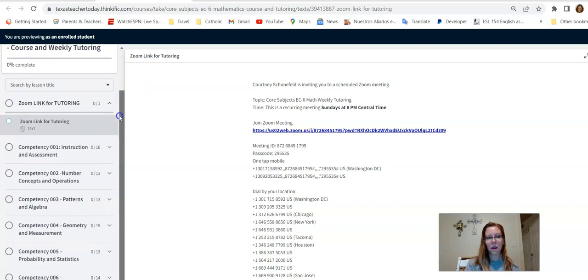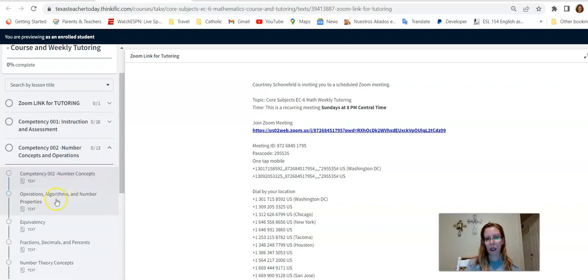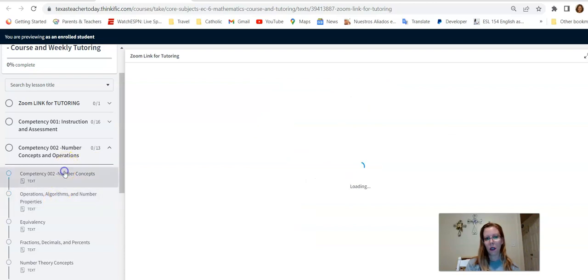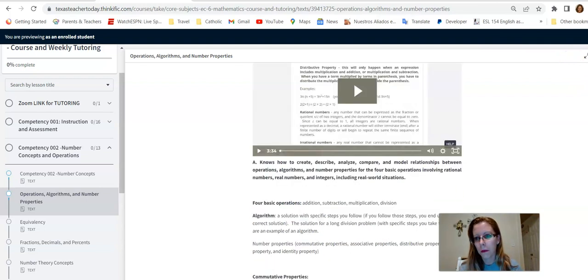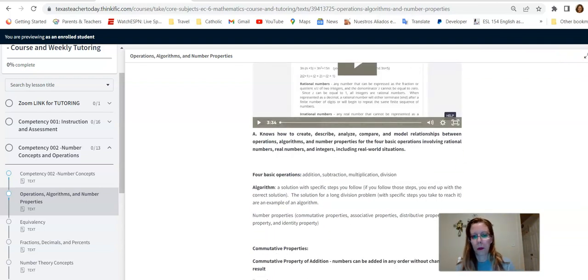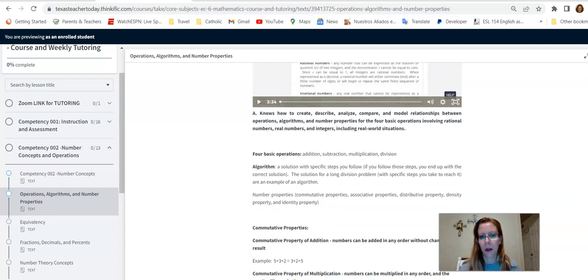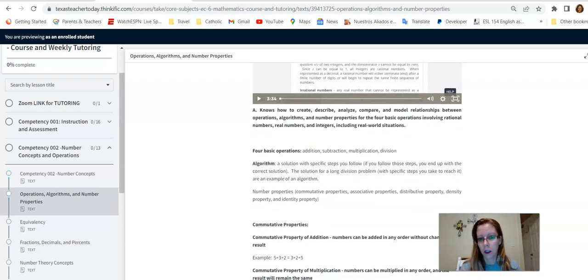concepts. So competency one's on instruction and assessment, more on how to teach. So I'm going to skip to competency 2, which is more where people need help. Competency 2 is all about knowing concepts related to numbers, operations, algorithms, and the properties of math. I have a video that explains this competency, but this video will be a little bit more brief because I'm not going to talk about the entire competency. We'll just talk about this first part.